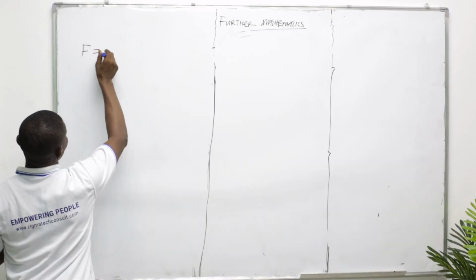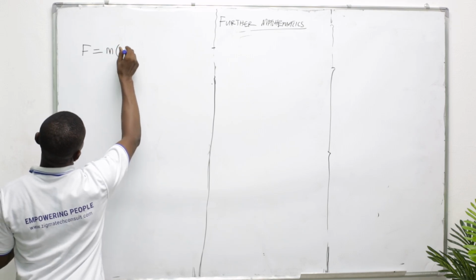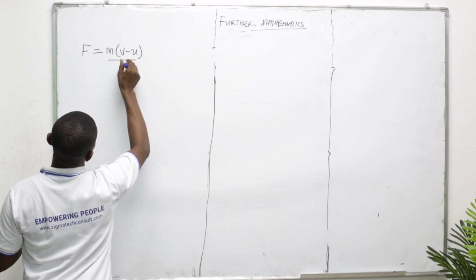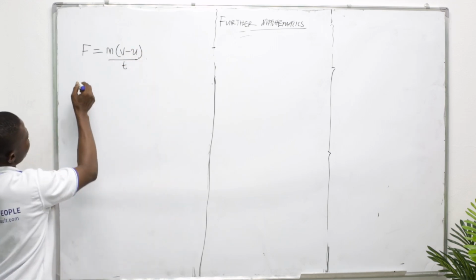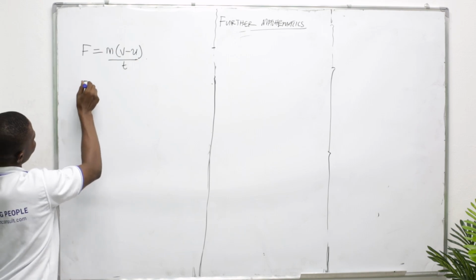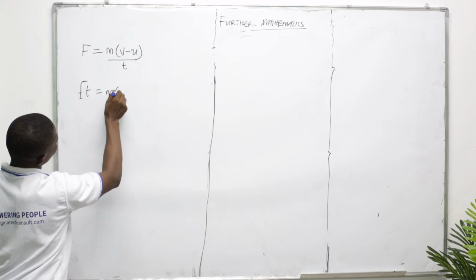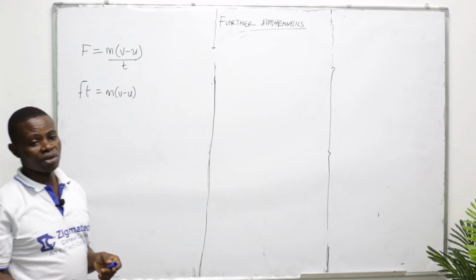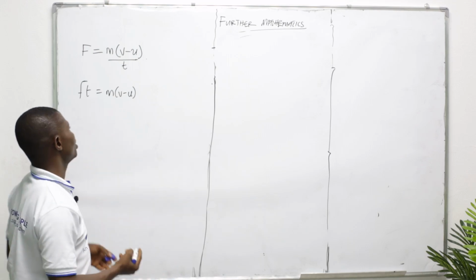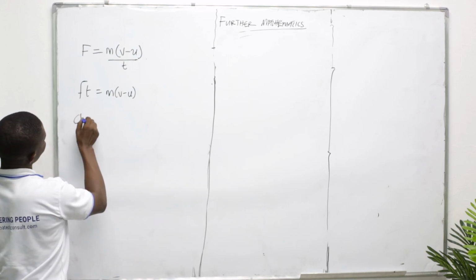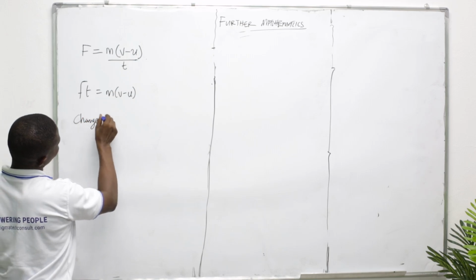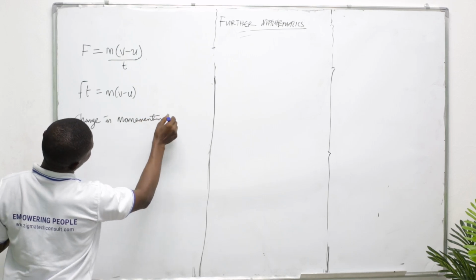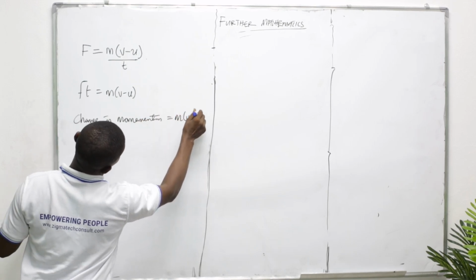In physics, we know that F equals m bracket V minus U all over T, whereby an impulse, which is Ft, equals M into V minus U. Recall that impulse is also the same thing as what? Change in momentum in physics, meaning that change in momentum equals what? M into V minus U. Good.